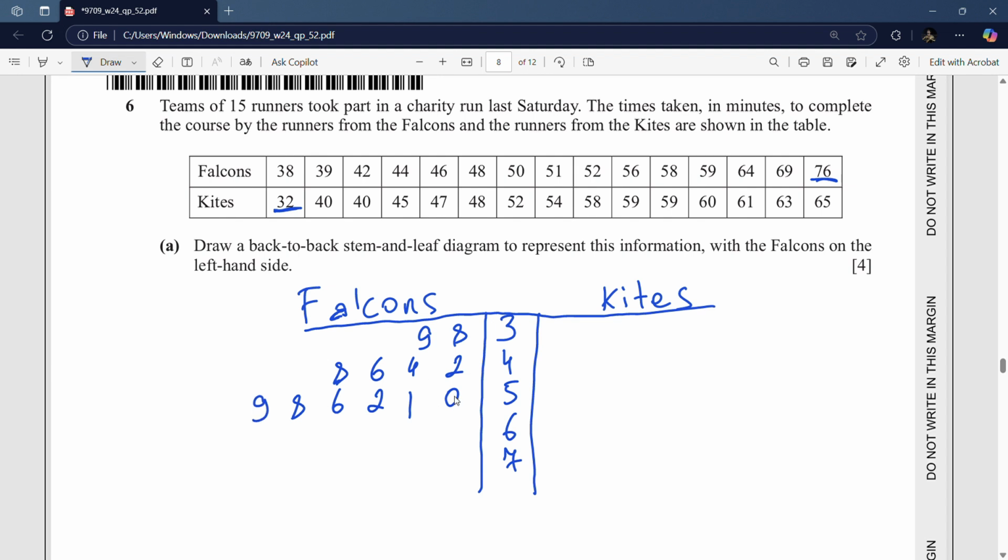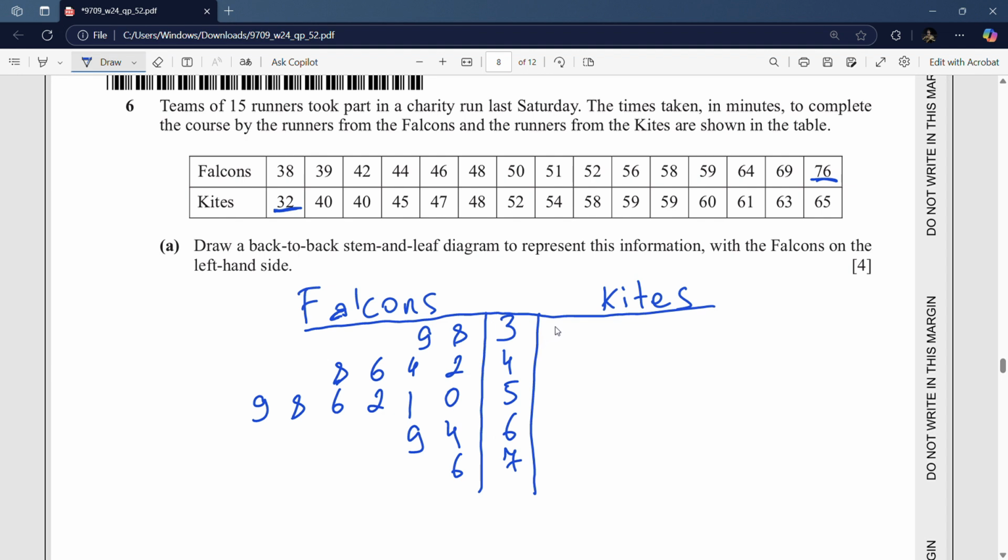Whenever we are drawing a back-to-back stem and leaf diagram, we should always start the least value from the center, and it goes away as the number increases. For example, the 50 should be here, not at the end. And as the number is increasing, 51, 52, it is going away from the center. So starting from 60s, we have 64 and 69, and we have 76.